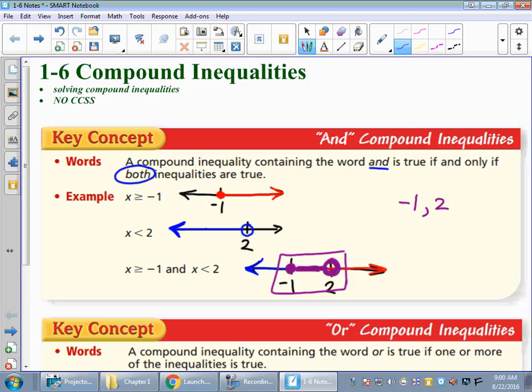0 is greater than -1 and it's less than 2. 1 is greater than -1 and less than 2. And 1.5, 1.6 is still greater than -1 and less than 2 at the same time. This would be a bracket parenthesis for interval.